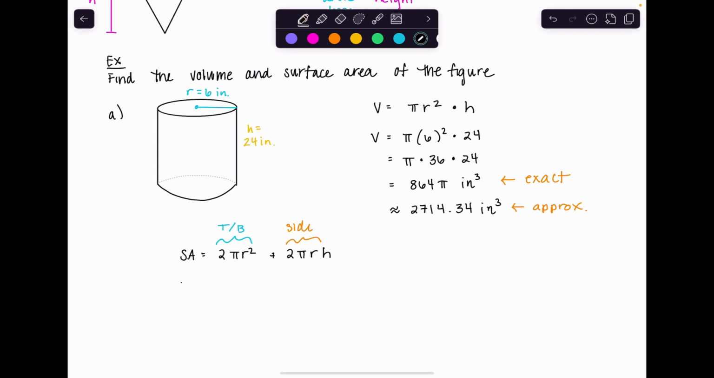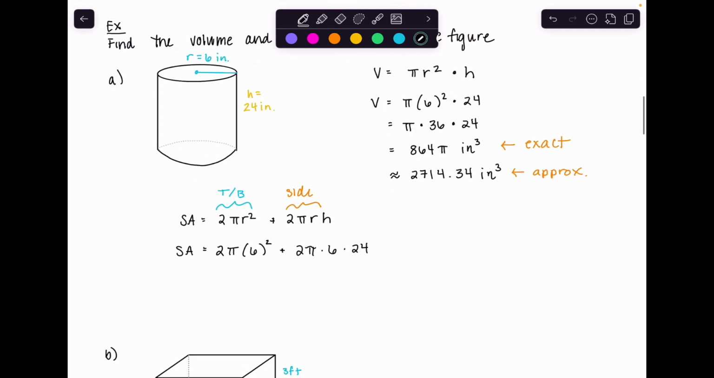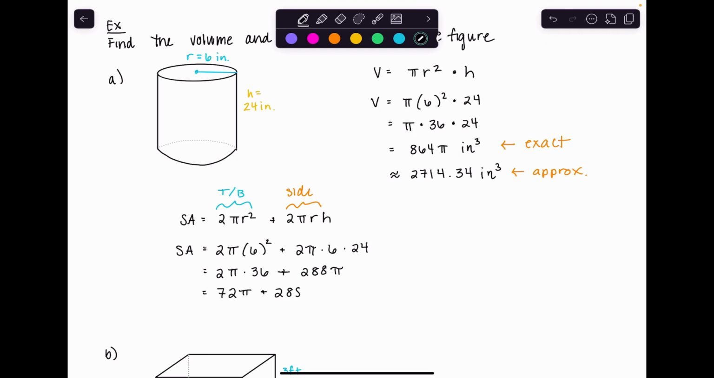So filling in all those pieces, our surface area is 2 pi. The radius is 6, so we square it. Then we've got 2 pi times the radius times the height, which is 24. So just going through and multiplying these out, 6 squared is 36. And then 2 times 6 times 24 would end up giving us 288 pi. Then if I do 2 times 36, that's 72 pi. And then we add 288 pi. So if you add those together, it is 360 pi.